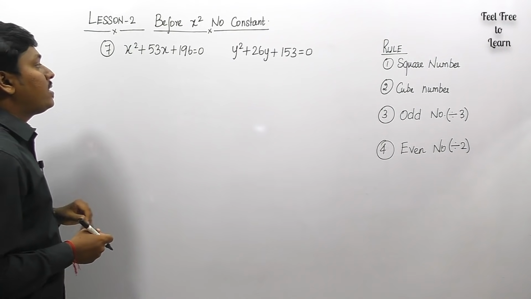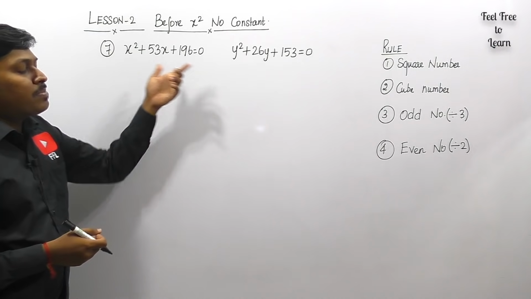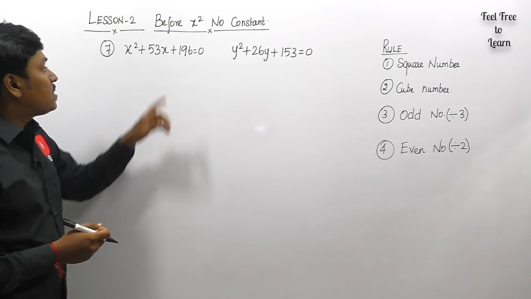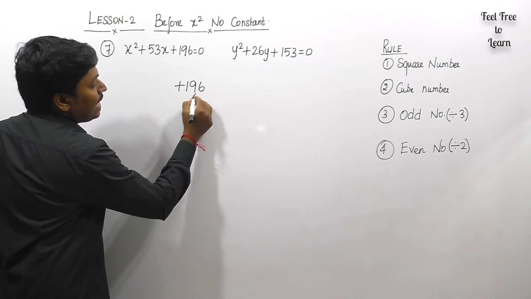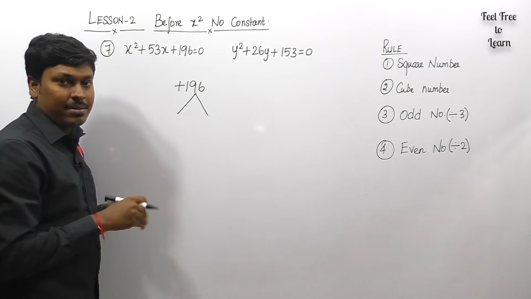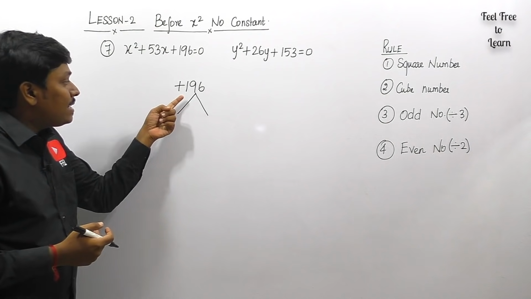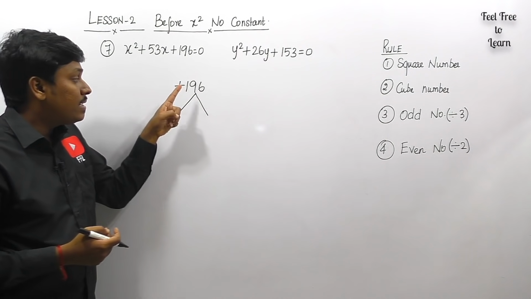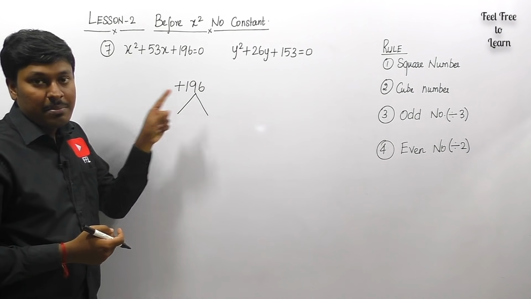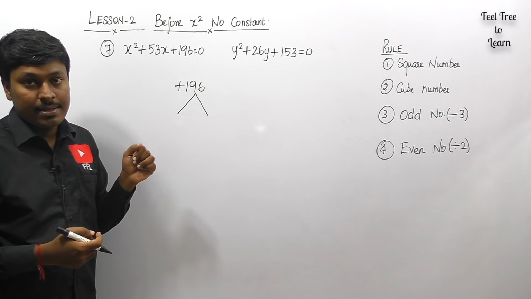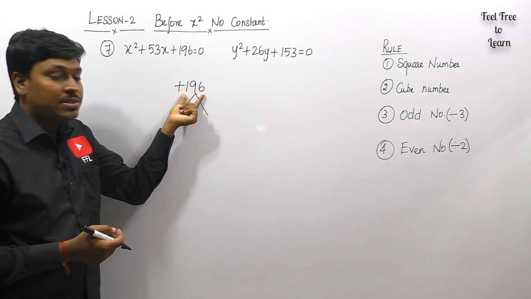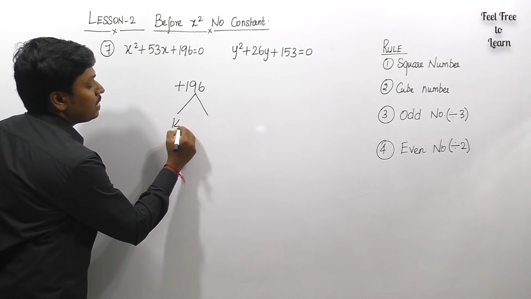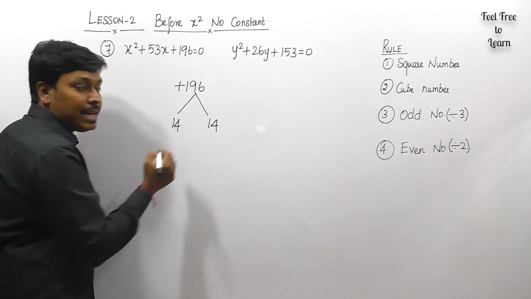The last, 7th question. Both the given expressions are quadratic equations, right? So here it is plus 196. So friends, plus 196 is an even number, right? Like the previous case, even though it's an even number, listen carefully, it's also a square number, because 14 square will be 196. So friends, if it is not a square number, divide by 2. If it is a square number, write this as 14 and 14, because 14 and 14 will be 196.